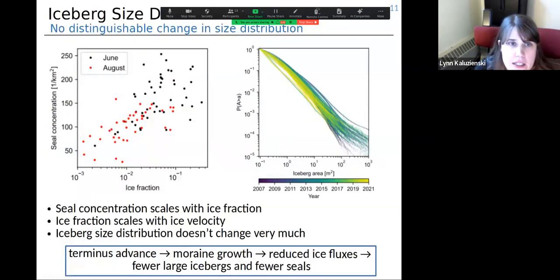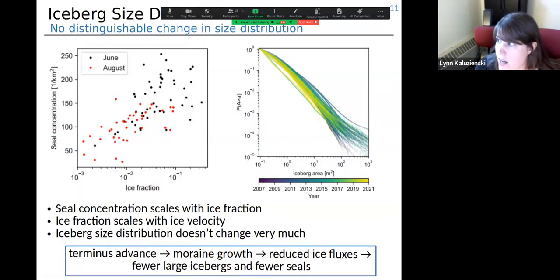All right, so we also looked at our iceberg size distribution. On the left, we're comparing our seal concentration for all of our data sets versus our ice fraction, and it's broken up into the June months and the August months. We found that the seal concentration appears to depend logarithmically on ice fraction. This suggests that the change in ice availability will influence the number of seals in the fjord. This is especially true when ice coverage is very low.